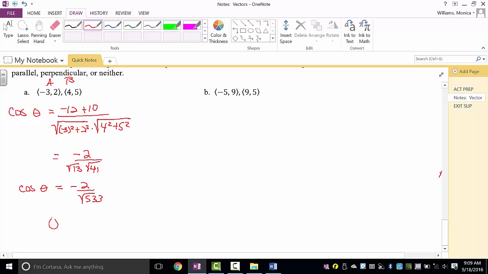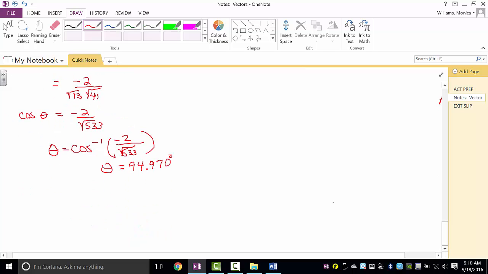So theta, again, I'll have to do the inverse since I'm looking for an angle. The inverse of cosine, negative 2 divided by radical 533. And that gives me 94.970 degrees. So that's the angle between the two vectors, and that gives me that the vectors are not parallel or perpendicular, so that gives me neither.